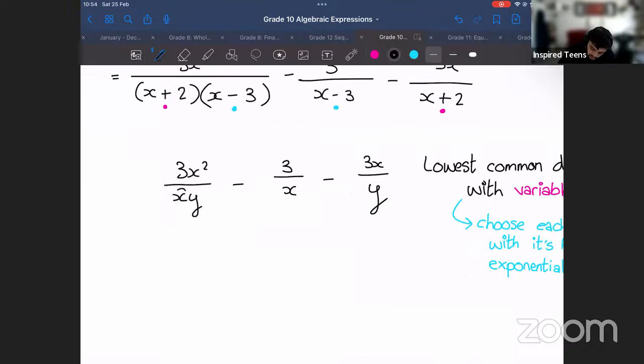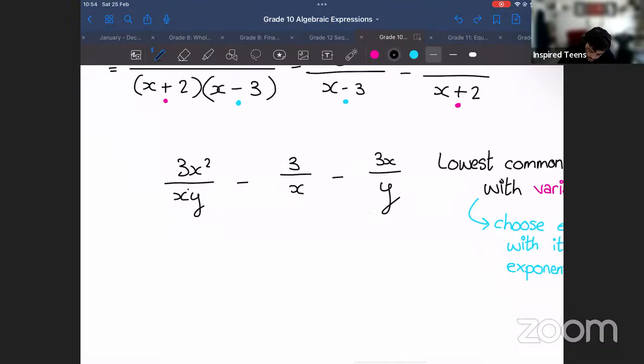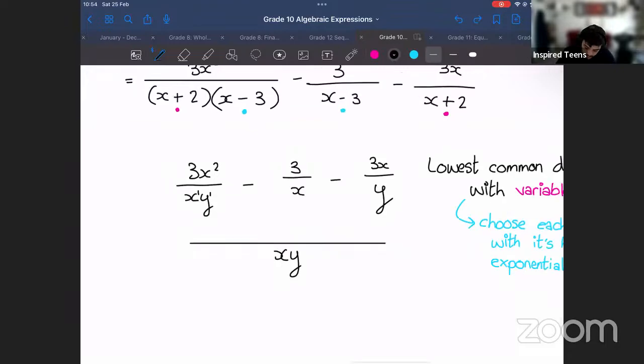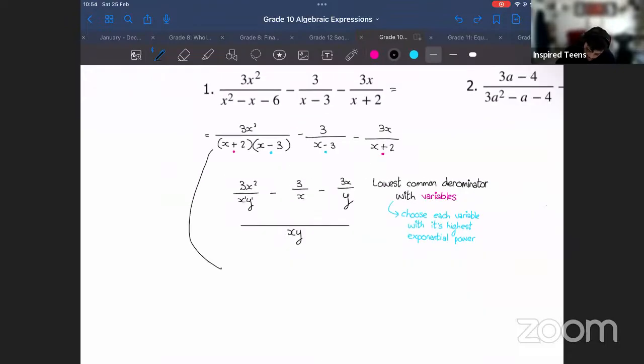So in this case, x is one of my variables. Okay, you don't duplicate variables. Y is one of my variables. X and Y are the two variables. The highest powers are 1 each. So my lowest common denominator here is just going to be x times y. I've chosen the highest power of each variable. Okay, so just keep that in mind. Okay, let's continue this question, however.